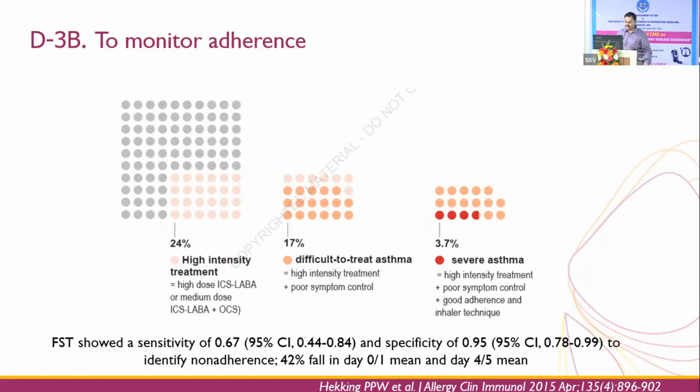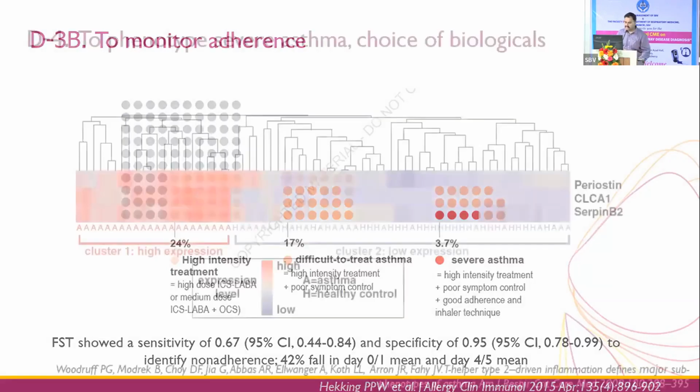And if you show a suppression, that is technically a 42% fall in FeNO, then these are patients who are steroid responsive. And the reason they were difficult to treat was because they were either not adherent or the technique was not right. So this is something that can help you objectively as well before you go to biologicals in these patients.